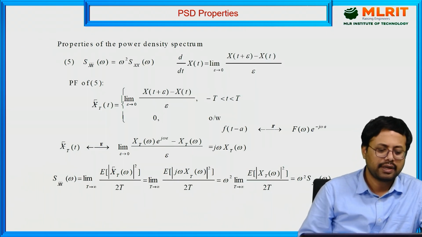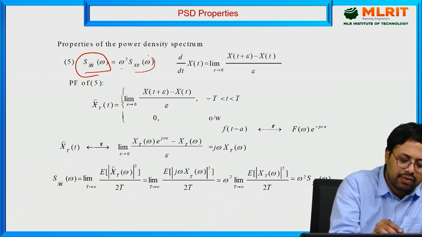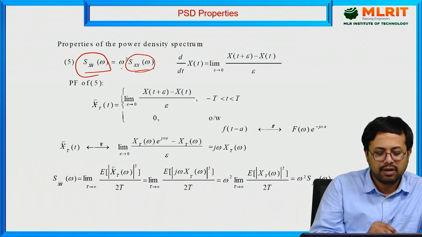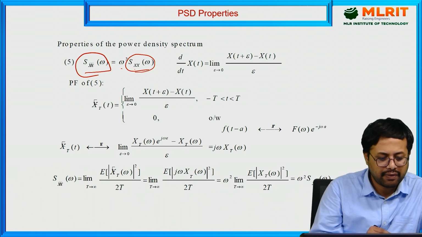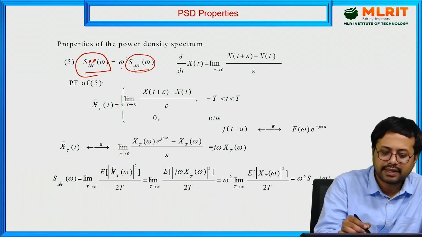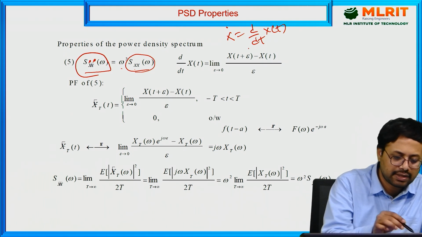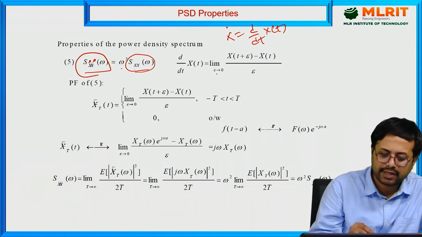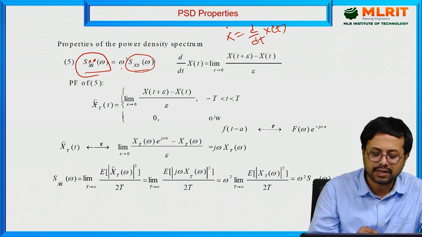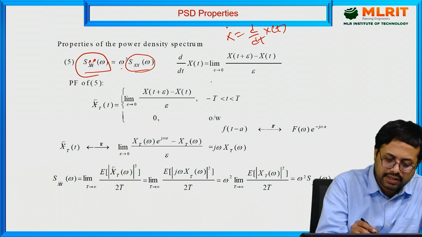Now next, we have the next property: the power spectral density of the derivative, Sxx-dot of omega, is equal to omega square into Sxx of omega. Here x dot represents the differentiation of x of t, that is, d by dt of x of t. The differentiation we take is with respect to some particular instant, as a limit as epsilon changes.